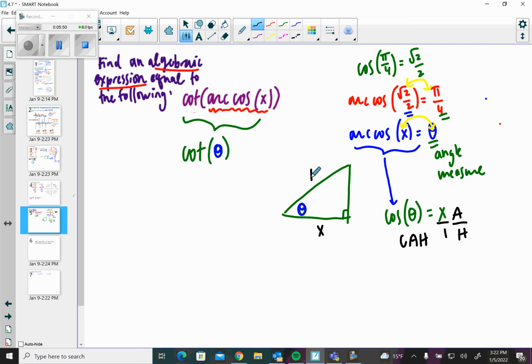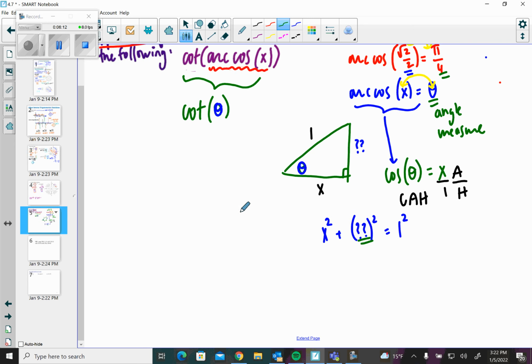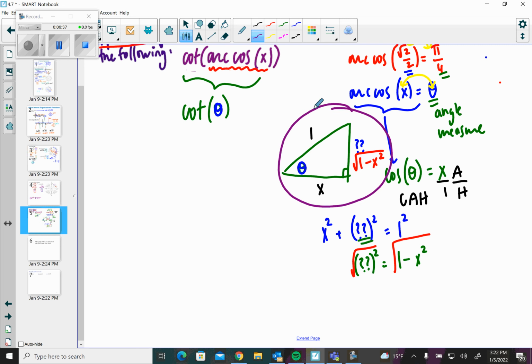If I have two sides of a right triangle, I'm able to find the third using the Pythagorean theorem. I don't know what this side is, so I'm going to just put question marks right now. X squared plus whatever that side is squared is equal to 1 squared. I'm going to move x squared over, I get 1 minus x squared. And then if I want to solve for those question marks, I'm going to take the square root of both sides. So we have the square root of 1 minus x squared as our opposite side. This is now my triangle that I can use to evaluate cotangent of that angle.